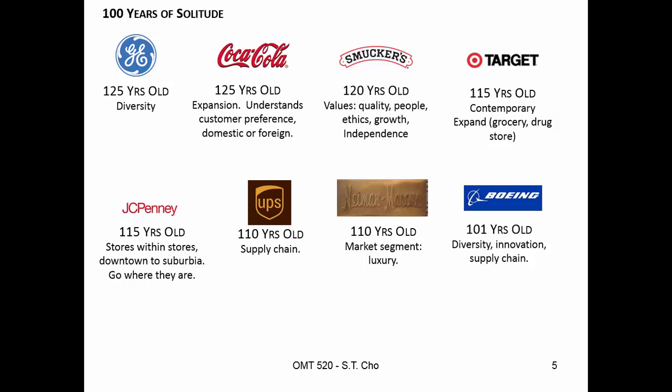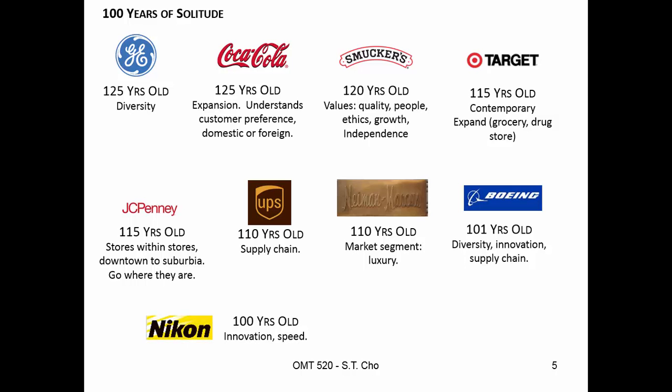UPS, they've always been about supply chain. Neiman Marcus, in the downturn, when people didn't have money in 2009, what was the choice? Was Neiman Marcus going to go discount because people didn't have money? No. They did have to close some stores, but they've always been about luxury. And to get away from that, they wouldn't be Neiman Marcus anymore. So they stuck to their guns. Boeing has always been about diversity, innovation, and supply chain.